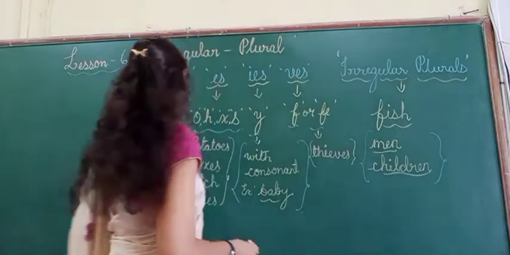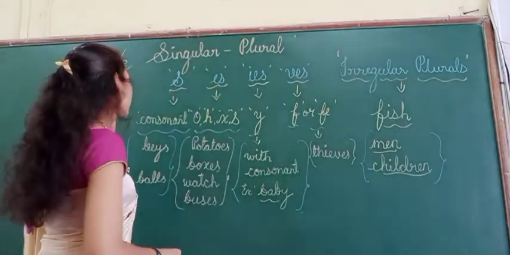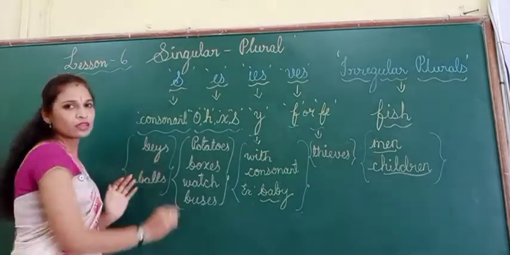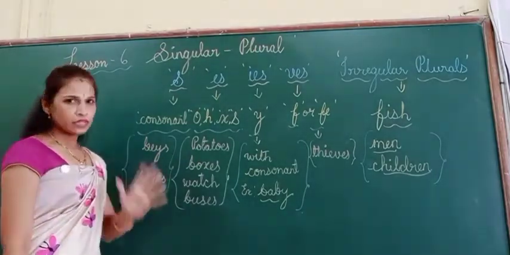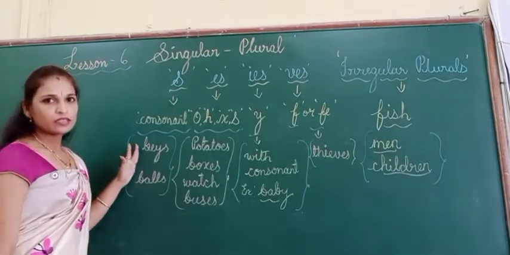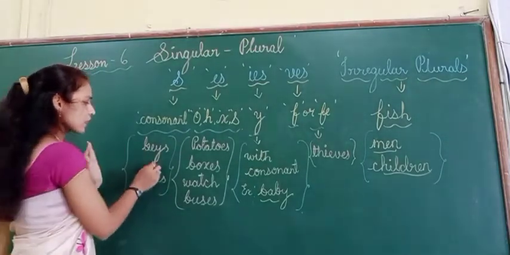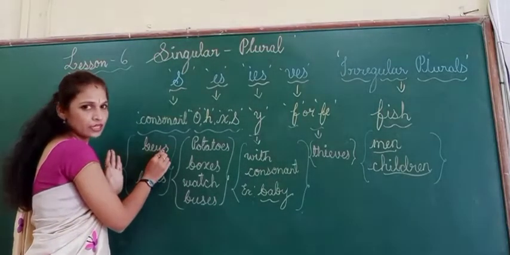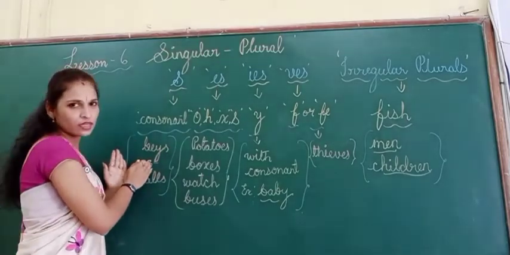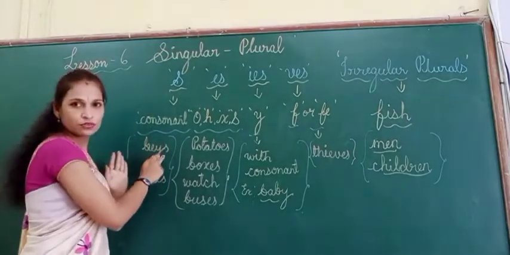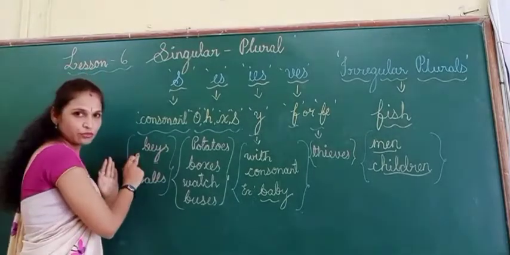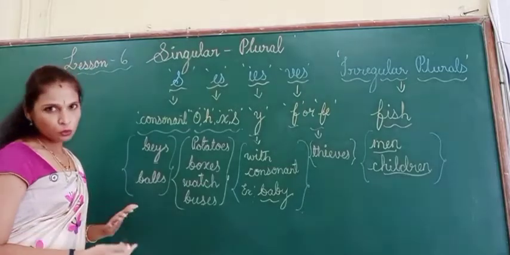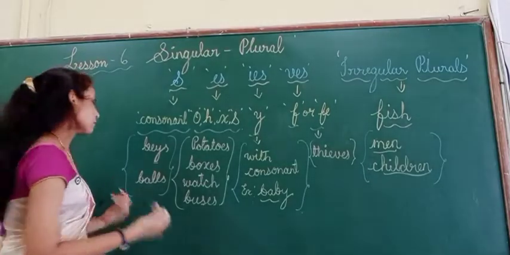We'll just add S for the word which ends with a consonant. For example, here, key. What is the last letter? Y. I wrote keys here because Y is a consonant. We are going to add S for that. It will become keys. Before it was one key. Now it has become more than one. It may be any number.